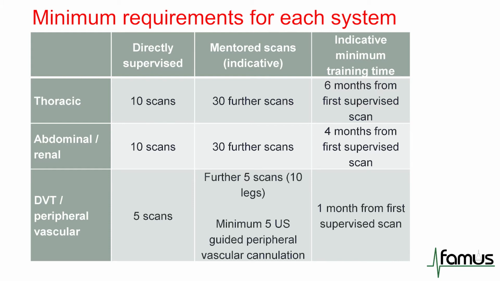And finally, we have the DVT peripheral vascular module. You need to perform 5 directly supervised scans, and then a further 5 scans, which we anticipate being 10 legs, i.e. you scan both legs at the same time, before you're suitable to be signed off. And you'll need to place a minimum of 5 ultrasound-guided peripheral vascular cannulas. This module may take you approximately 1 month, but of course all of these timings are indicative, so different candidates will learn these all at a different rate.